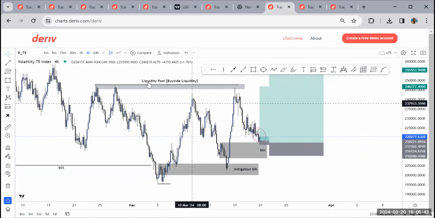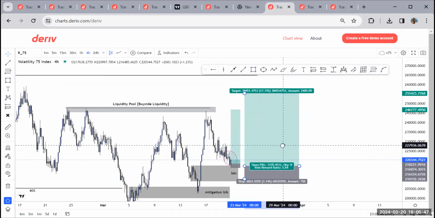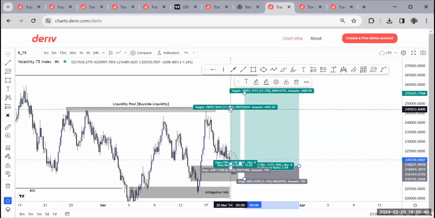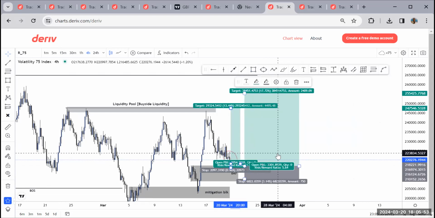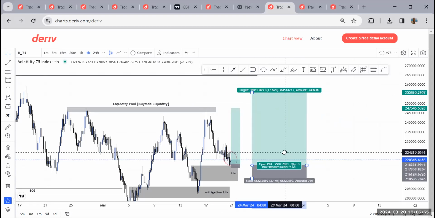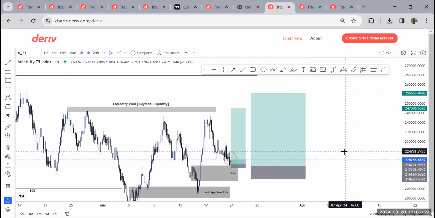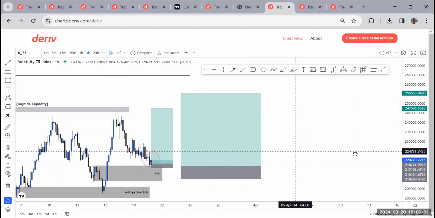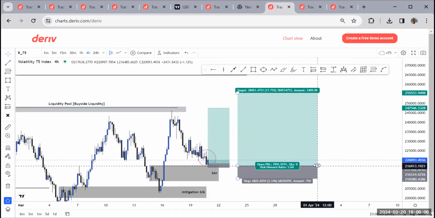So we have that nice liquidity pool sitting up there. If you are setting targets, we can set our targets to that liquidity pool here. And that gives us about 1:13 risk to reward. Imagine you get like 0.005 crash stop, I mean, how do we call it? Loss size.